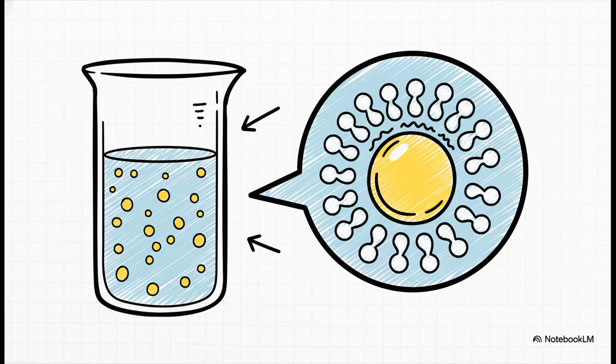So, if you only take one thing away from all this, let it be this. An emulsion is a clever trick. It's how we stabilize a mixture of 2 liquids that desperately want to separate. And the hero of that story is always the emulsifying agent, working behind the scenes to lower that tension and build a protective shield around every single droplet.